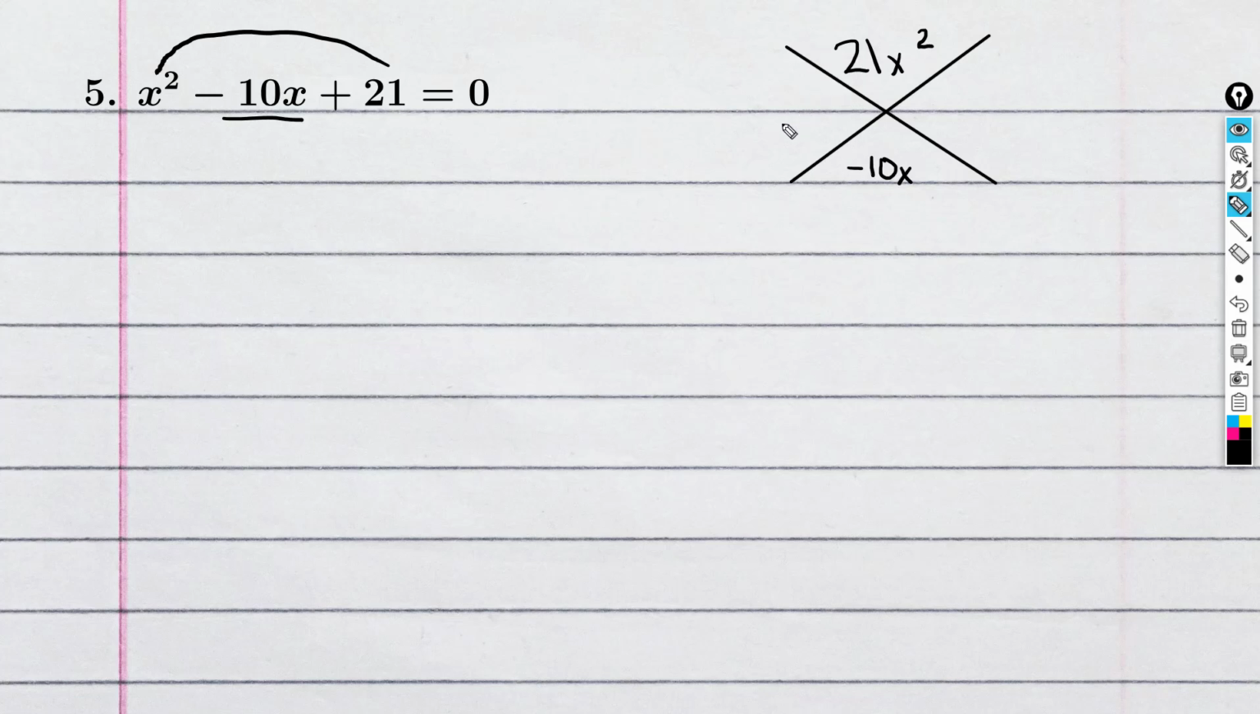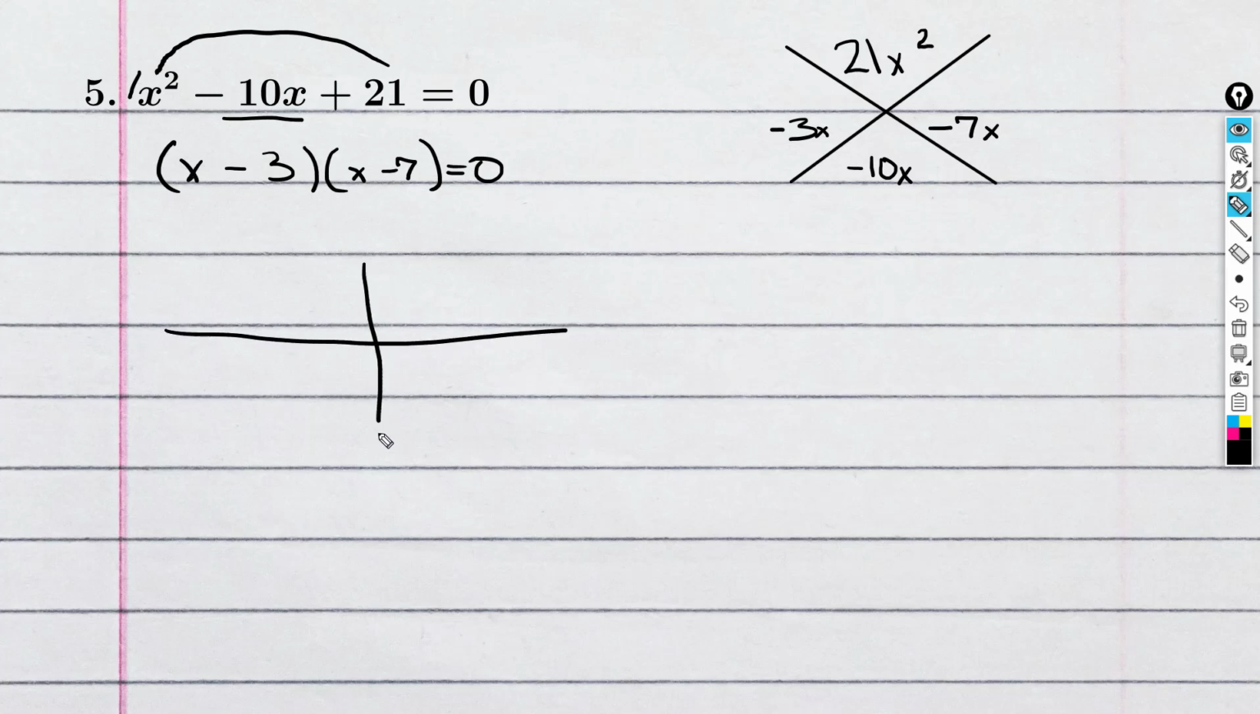Because if top is positive, the signs have to match, so we know both of them are going to be minus. So we need to look for the numbers that will multiply to give me 21. They'll add to give me negative 10. So it's going to be negative 3x and negative 7x. So because there's a 1 in front of the x squared, we don't have to do the box. We can go straight into the two parentheses. And so we have x minus 3 and x minus 7 equals 0.